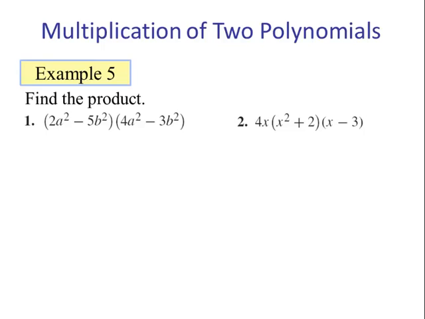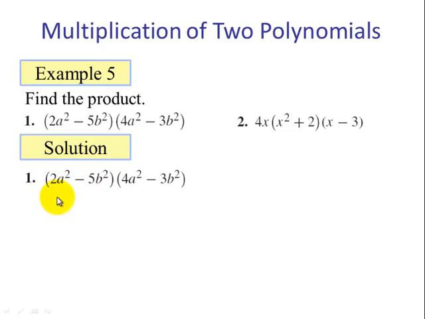The first example is a binomial times a binomial, and the second example is a product of three polynomials, one monomial and then two binomials. We'll begin with number one. Our first step is to take 2a squared times 4a squared, then take 2a squared times negative 3b squared. Next we're going to do the inner, which is negative 5b squared times 4a squared. Then last we're going to take negative 5b squared times negative 3b squared.